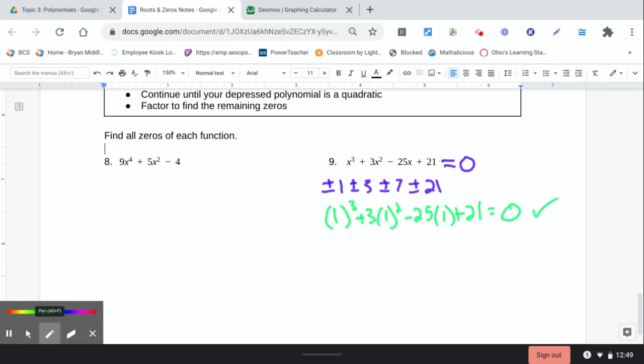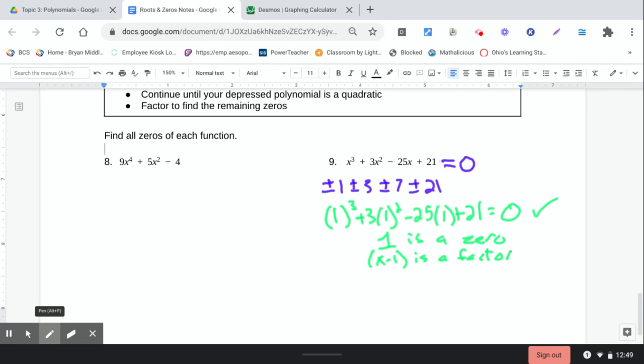Okay, we just found that out. 1 is a factor. Or 1 is a 0, not a factor. Which means that x minus 1 is a factor. So we can use that information to get a depressed polynomial.